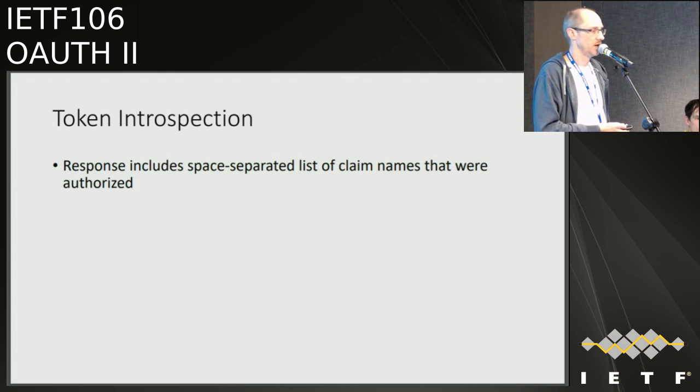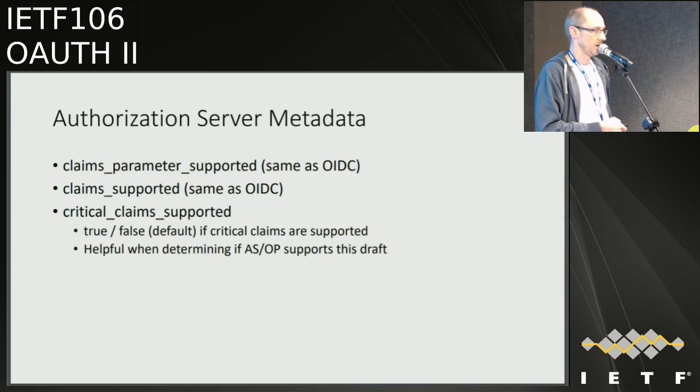Token introspection. When you introspect a token, respond with a space-separated list of claim names that were authorized, so that the API can see the extent of the scope of the token as far as the claims go.